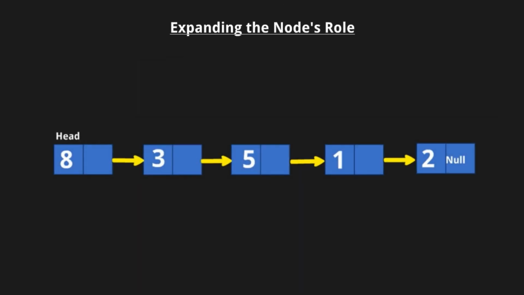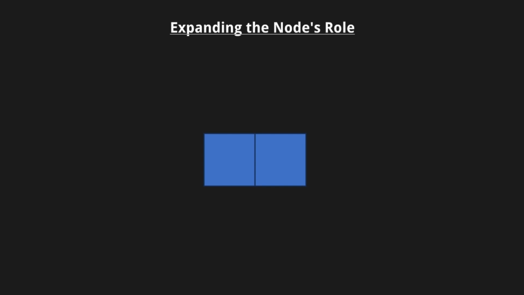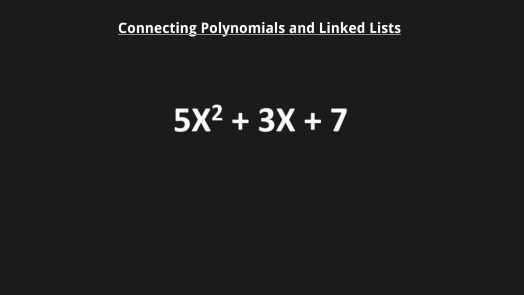Imagine a node in a linked list like a small container. Up until now, we've been placing just one item in it, keeping things simple. But what if we need to store more than one piece of information? Let's dive into a polynomial to see how this works.